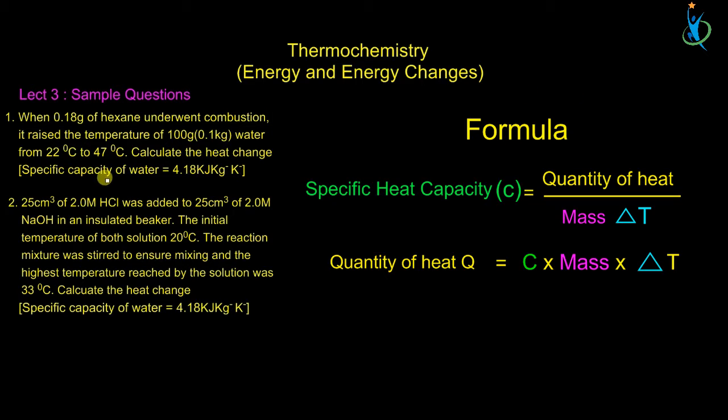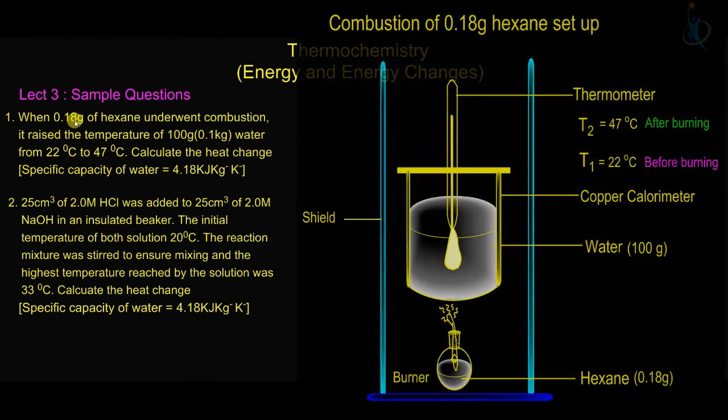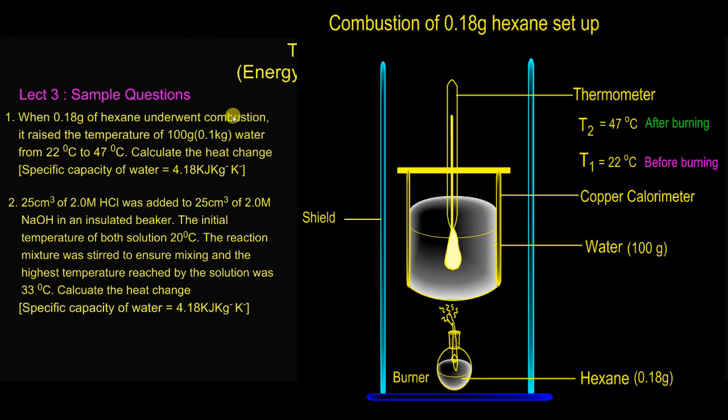So let's take our first question. It says that when 0.18 grams of hexane underwent combustion, that is, burning hexane in excess oxygen, it raised the temperature of 100 grams of water from 22 to 47. Calculate the heat change. So here we heated hexane, an organic compound, and the heat raised the temperature of a certain mass of water from 22 to 47, and we calculate the heat change. The heat that came out in burning the hexane raised the water from this temperature to that.